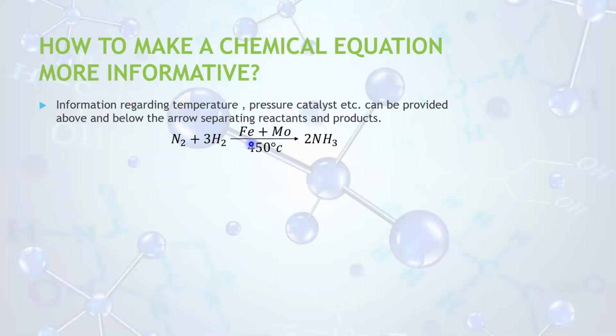And at what temperature condition does the reaction occur? At 450 centigrade. And also for this reaction there is a pressure condition, that is 200 to 900 atm pressure. At this pressure only the reaction occurs. So this information we can provide by writing it over the arrow and or below the arrow.